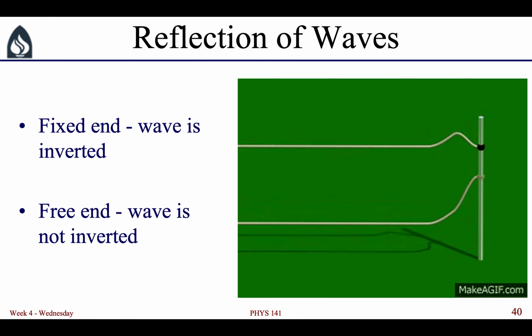Now, waves can reflect off the end of a material, and the way that happens depends on if the end is fixed or not. So if you have a wave coming along a string and the end is fixed, the wave will invert when it reflects off that fixed end. On the other hand, if the end is free to move, then the wave is not inverted, but goes back having the same sign as it did when it was coming in.